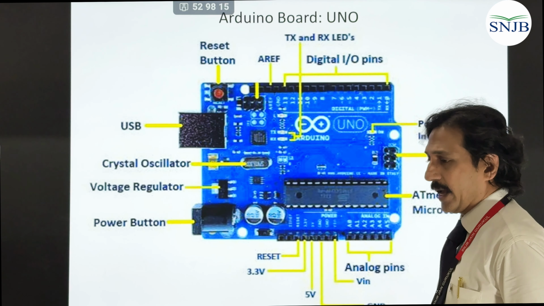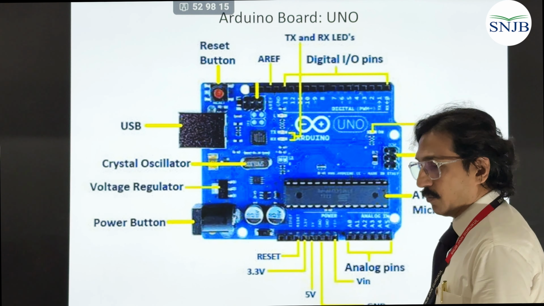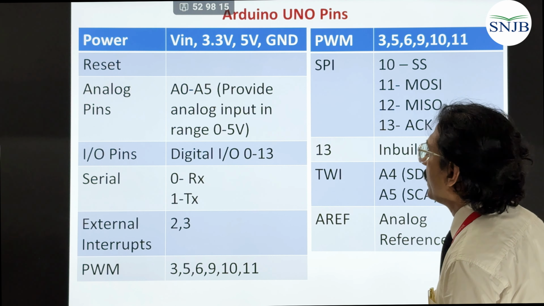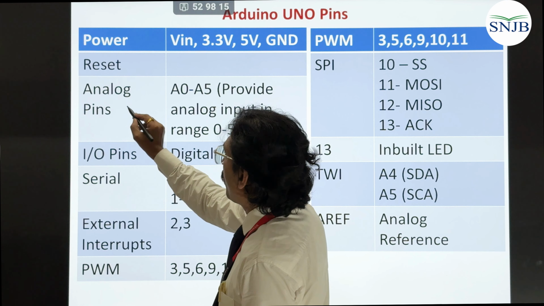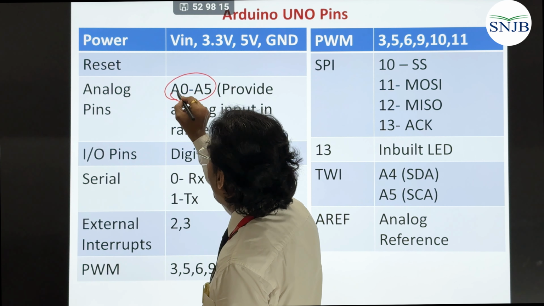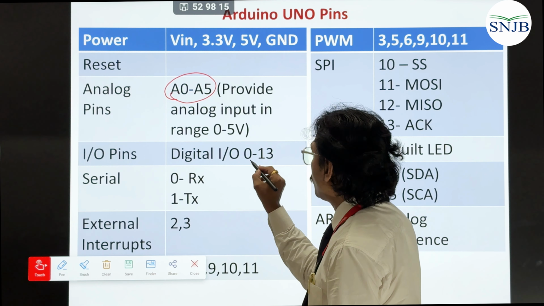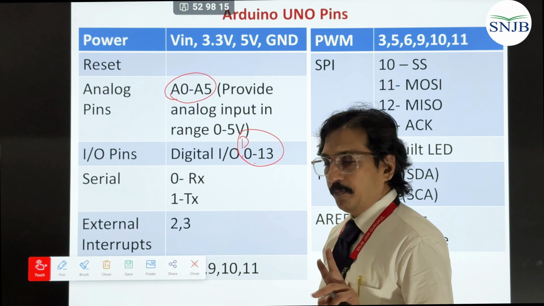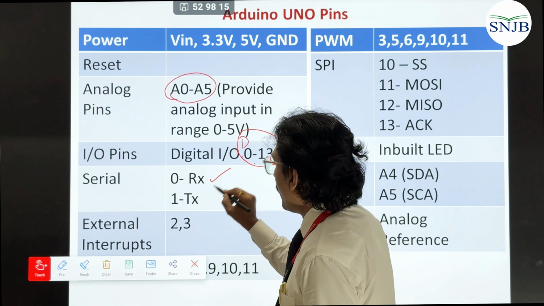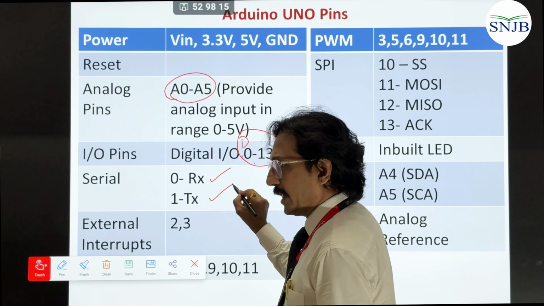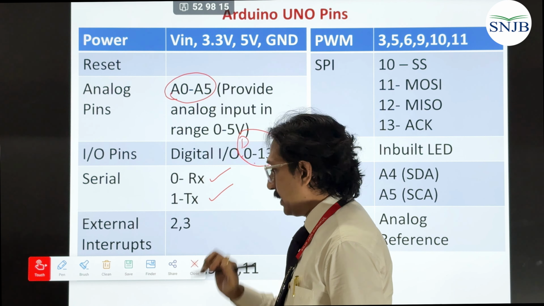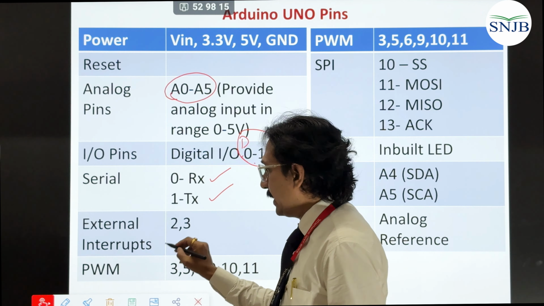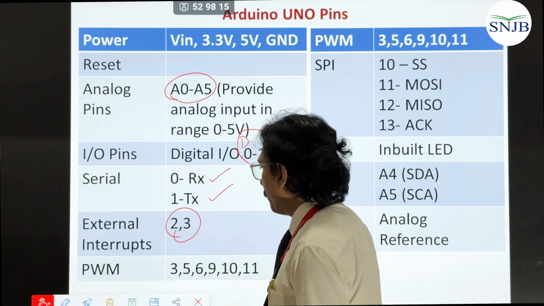So it is as simple as a development board. As per its pins are concerned, it is supporting analog pins from A0 to A5. It is having digital pins from D0 to D13. It is having serial, serial receiver and serial transmitter. It has 2 external interrupts on pin number 2, pin number 3.